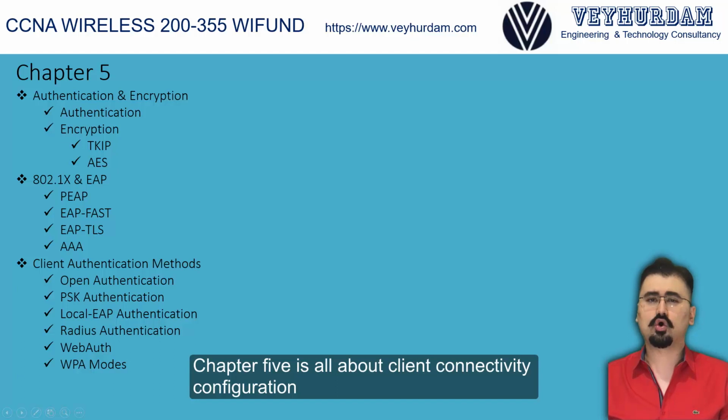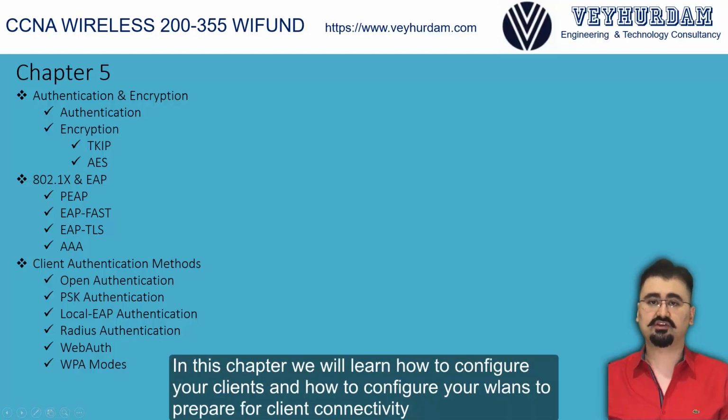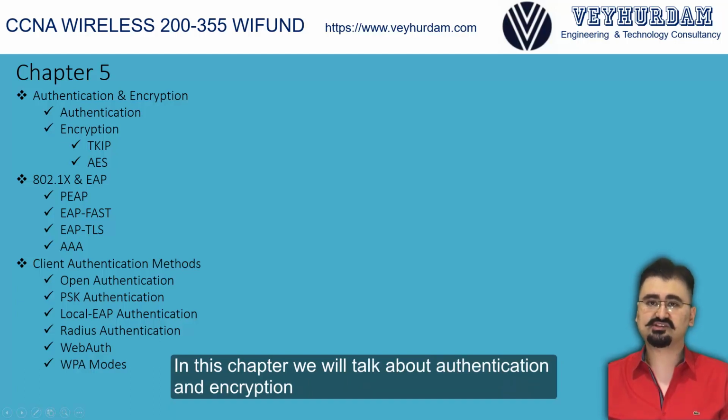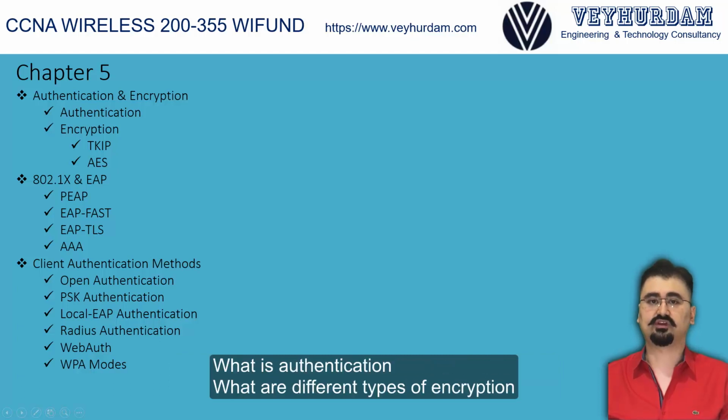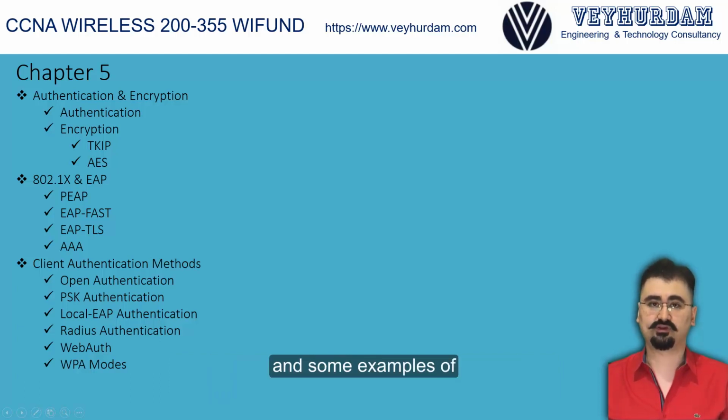Chapter 5 is all about client connectivity and its configuration. In this chapter, we will learn how to configure your clients and how to configure your WLANs to prepare for client connectivity. We will talk about authentication and encryption. What is authentication? What are the different types of encryption? And some examples of it.